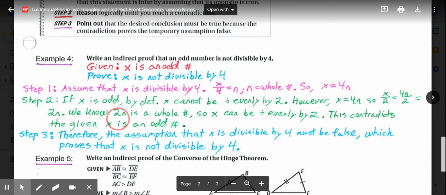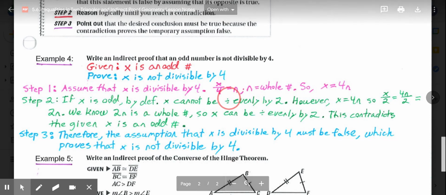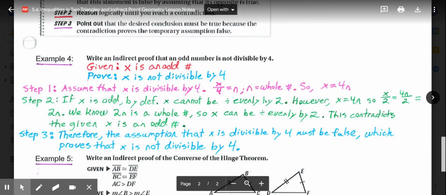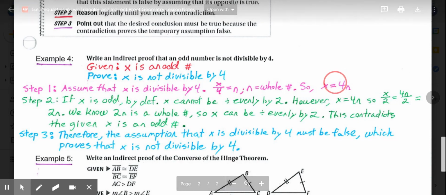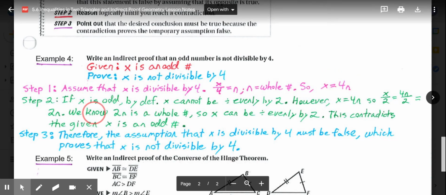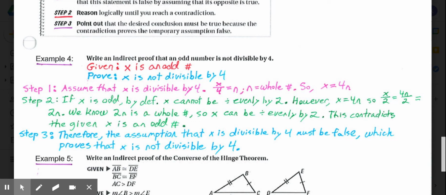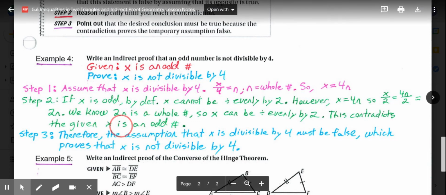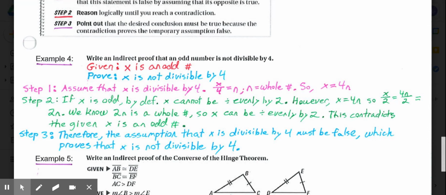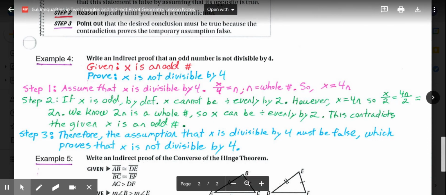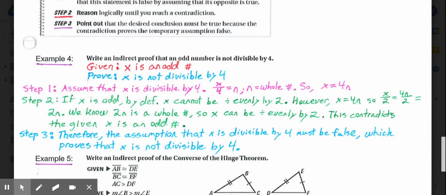That contradicts the given that x is an odd number, because the definition of odd numbers is that they cannot be divided by 2. But based on this equation that x is the same as 4n, we just showed that 4n divided by 2 is 2n, making it a whole number. So if we could divide that by 2, that's a contradiction because it cannot be an odd number and be divided by 2. So therefore, the assumption that x is divisible by 4 must be false, which proves that x is not divisible by 4.